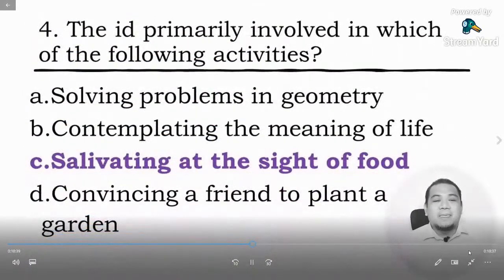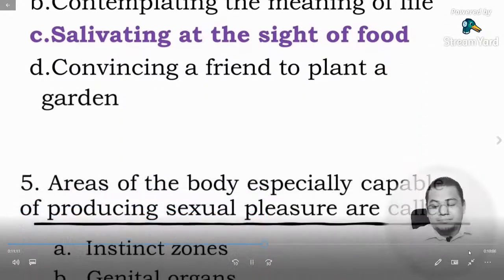Next, number 4. The id is primarily involved in which of the following activities? The answer, letter C, salivating at the sight of food. The id has no contact with reality, yet it strives constantly to reduce tension by satisfying basic desires. Because its sole function is to seek pleasure, we say that the id serves as the pleasure principle.